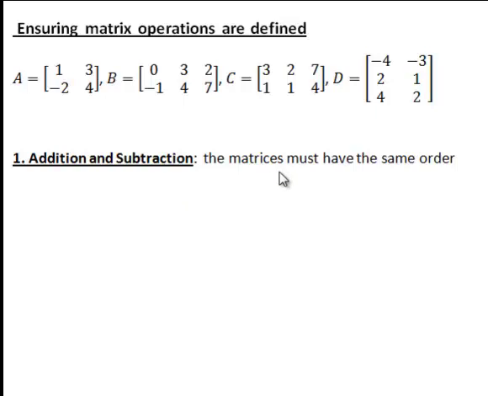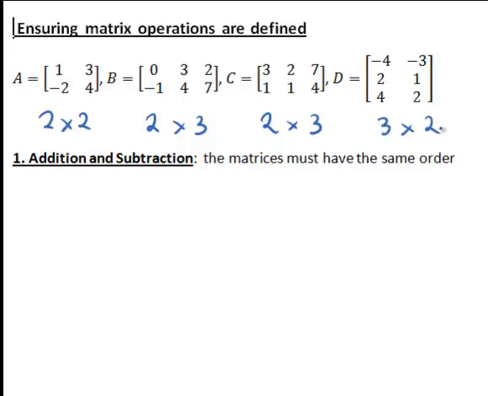And in order for addition or subtraction to be defined, the matrices concerned must have the same order. Let's start off by seeing what the order of each of the matrices above is. Recall that the order is the number of rows by the number of columns. So matrix A, for instance, has two rows and two columns, so it is 2 by 2. While matrix B with two rows and three columns is 2 by 3, as is also matrix C. And matrix D has three rows and two columns.